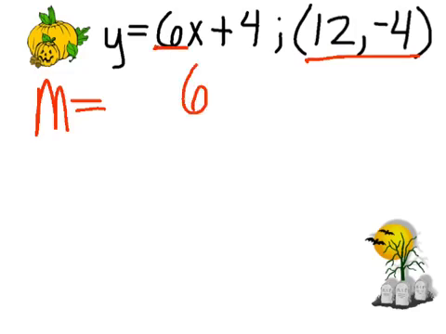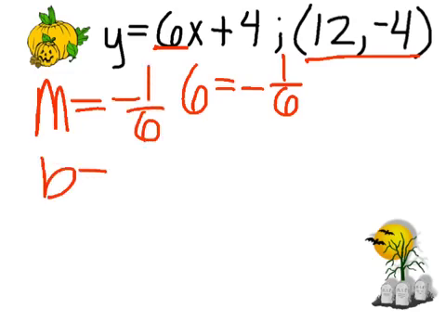Right. If we have 6 for our slope here, we want to change the sign. If it's positive, that means our new slope is going to be negative. And the reciprocal of 6 is what? 1/6, right. Remember, if you have a whole number like 6 or 5, that's the same thing as having 6 over 1 or 5 over 1, and we just flip the numbers. So our new slope will be negative 1/6.